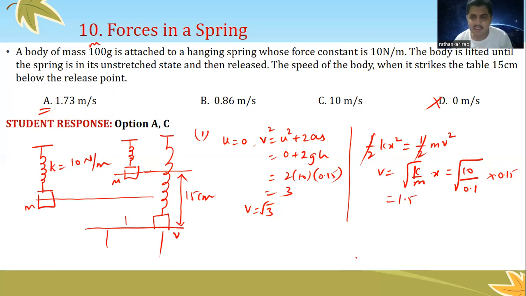Are we doing it correctly? I think this was 15 meters per second. Sorry, this was 1.5 meter per second. 1.5 meters per second. So therefore, they said, okay, answer C is also correct.